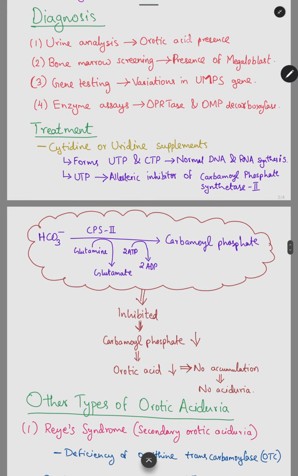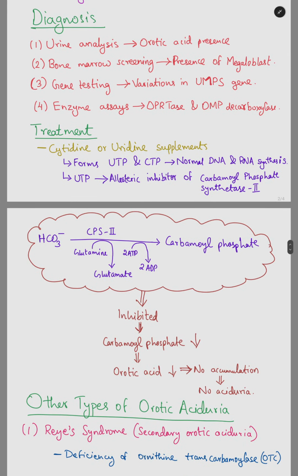Now coming to the treatment part, supplementation of cytidine and uridine is the main procedure of treatment. So this cytidine and uridine form CTP and UTP respectively. Cytidine forms CTP and uridine forms UTP. It is by the action of kinase enzymes, like cytidine kinase, uridine kinase, CMP kinase, UMP kinase, many kinase enzymes act, and finally we get UTP and CTP.